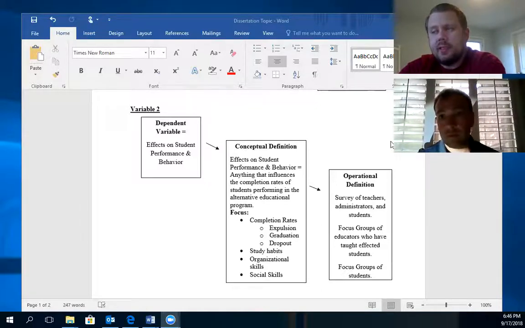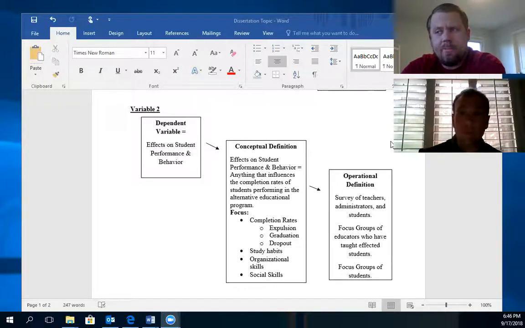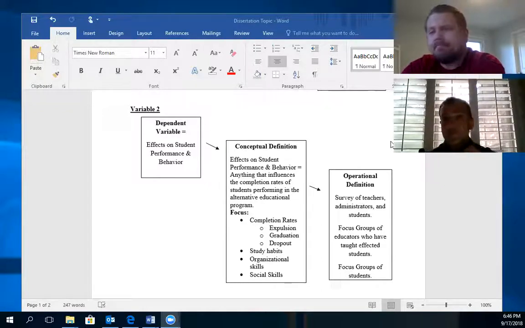Now, of course, that gets a little dicey when it comes to traditional students because we have to get parental permission. But anybody in the adult ed program that is over the age of 18 can give their own consent to that. Is that accurate? Yeah, anybody that's 18, you're considered an adult at that point. Okay. And then the focus groups are going to be the educators who have taught the affected students, and then the students themselves, of course.